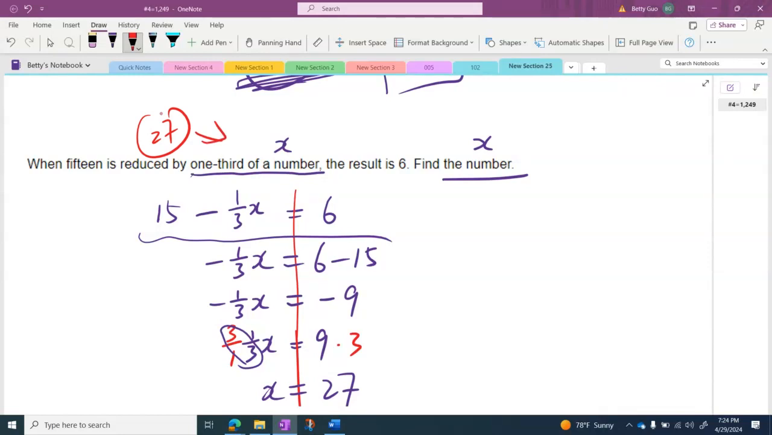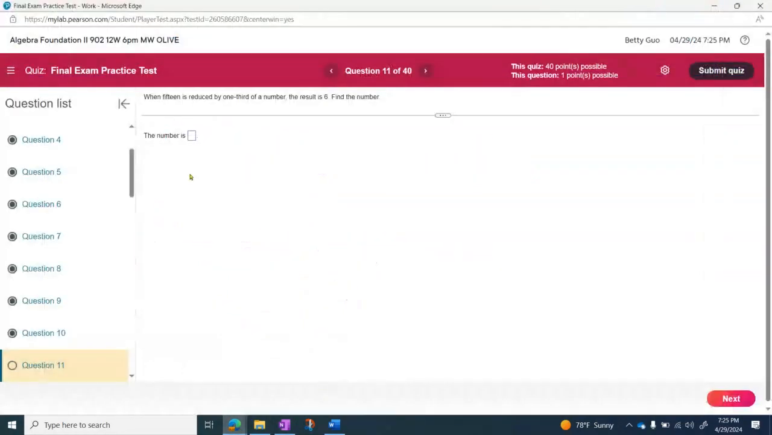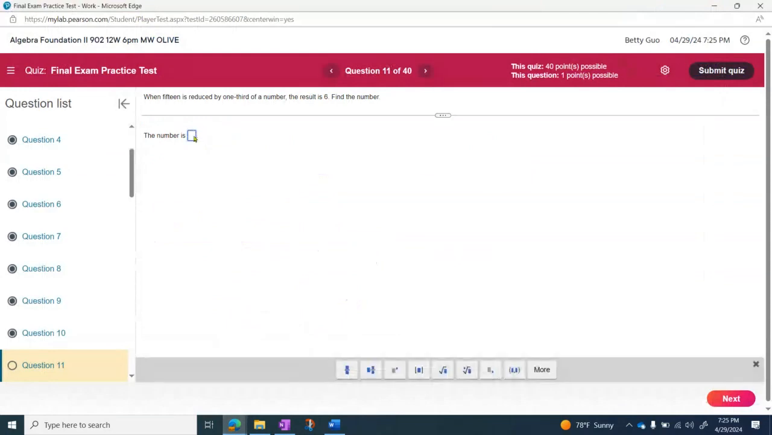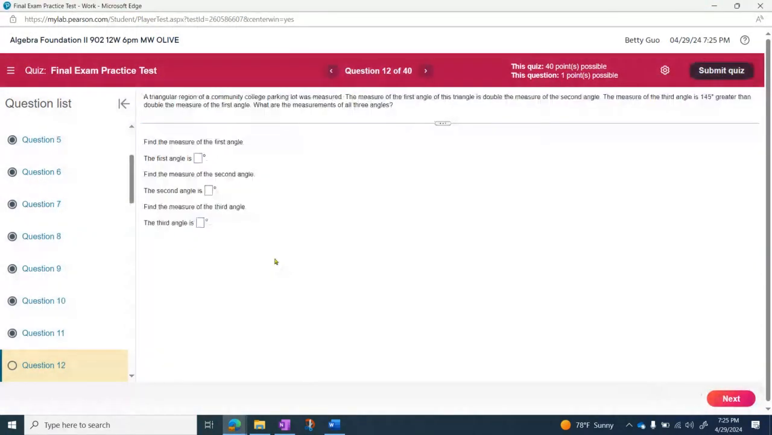1/3 of 27 is 9. 15 is reduced by 9. 15 minus 9 is 6. The result is 6, so it satisfies the condition. That means our answer definitely is correct. Enter 27 here. Next.